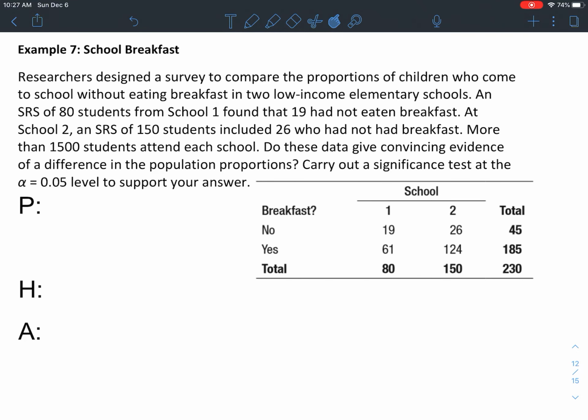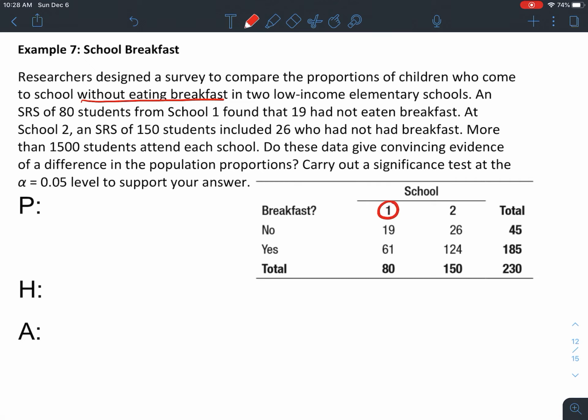level. But we're going to look at one example here from start to finish, and we'll be able to do it on the calculator as well here. So let's look at this as our last example here in this video. It says researchers designed a survey to compare the proportions of children who come to school without eating breakfast in 2 low-income elementary schools. An SRS of 80 students from school 1 found that 19 had not eaten breakfast.